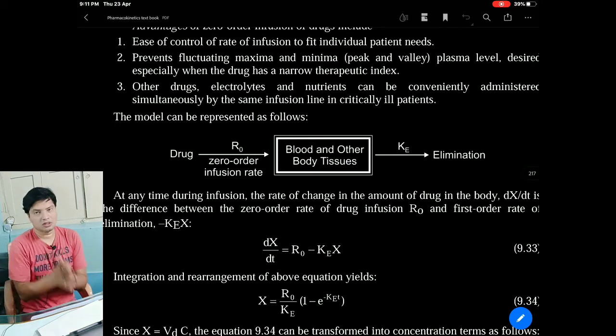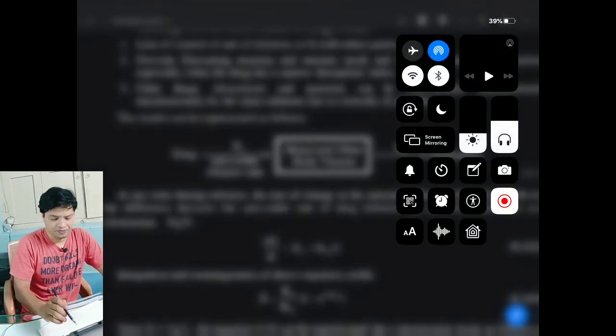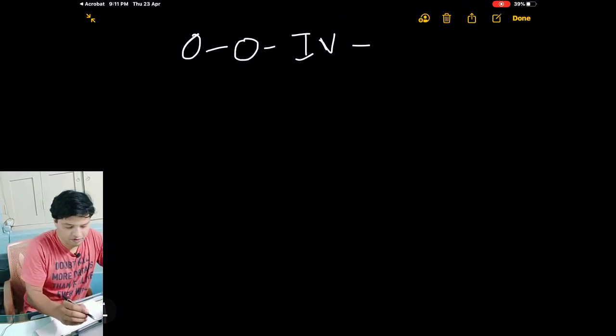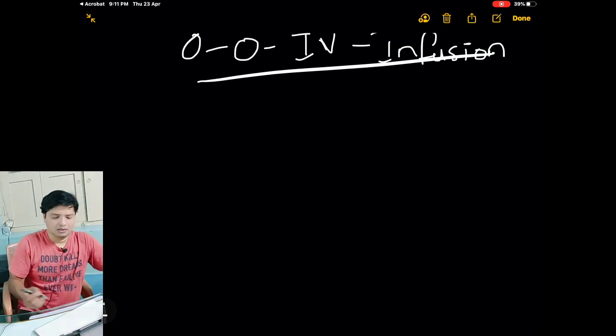Now to start this, you need to know what we are going to do here. For that, you should know the one compartment open model, IV infusion.